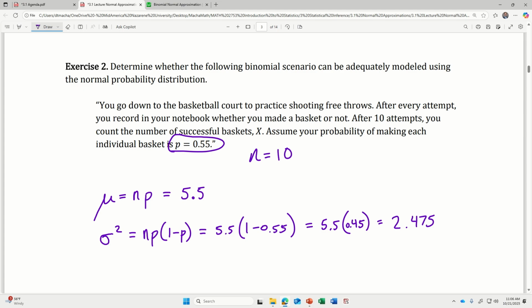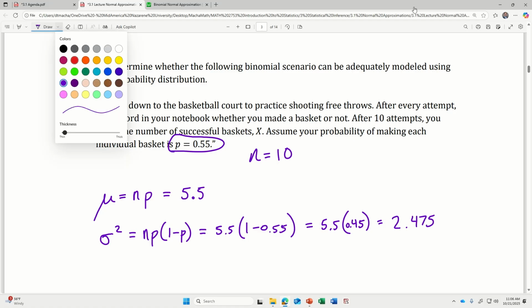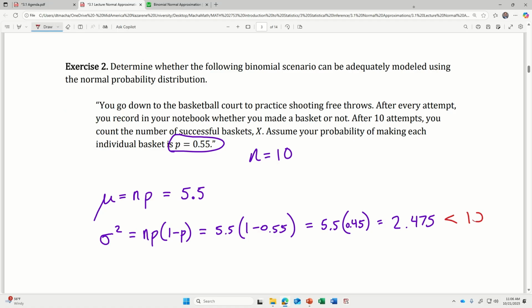All right, so according to our criterion that we just talked about, is this binomial distribution close enough to the normal distribution or not? The question is, can this scenario be adequately modeled using the normal distribution? Yes or no? No. Because this number is less than 10. And if this number is less than 10, we cannot use the normal distribution as a probability model.